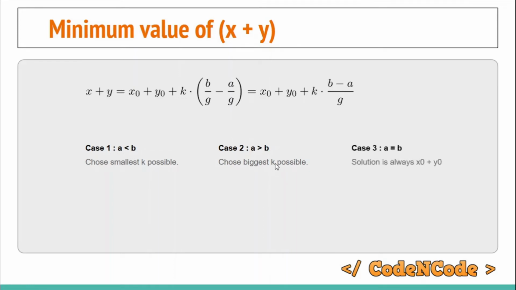And finally, if a is equal to b, no matter what value of k you choose, this whole term is going to be 0. The minimum value is independent of the value of k, because no matter what value of k you choose, the result is going to be x0 plus y0. So the minimum value is going to be x0 plus y0 because this whole term is going to be 0. So these are the 3 possible cases.